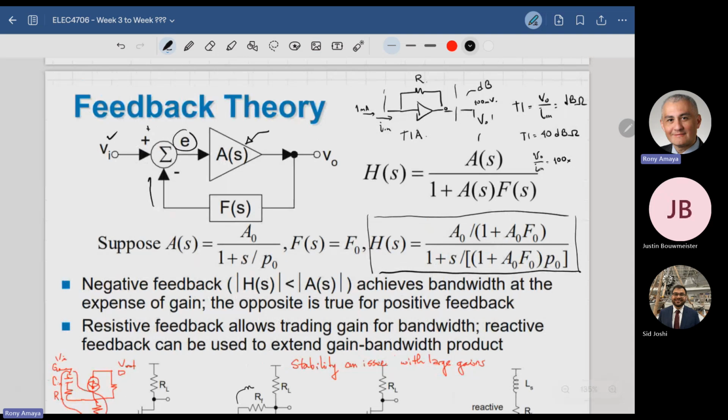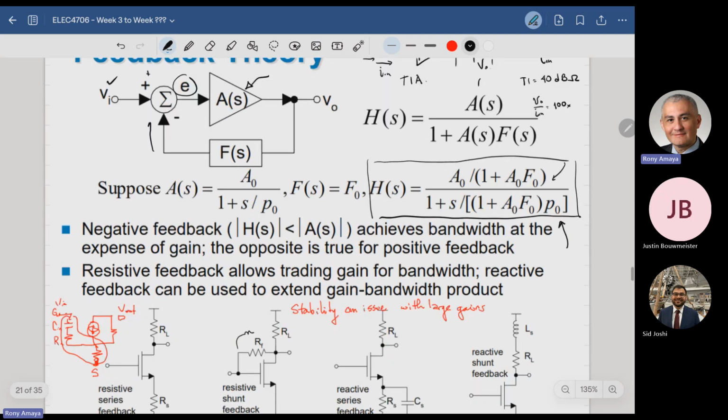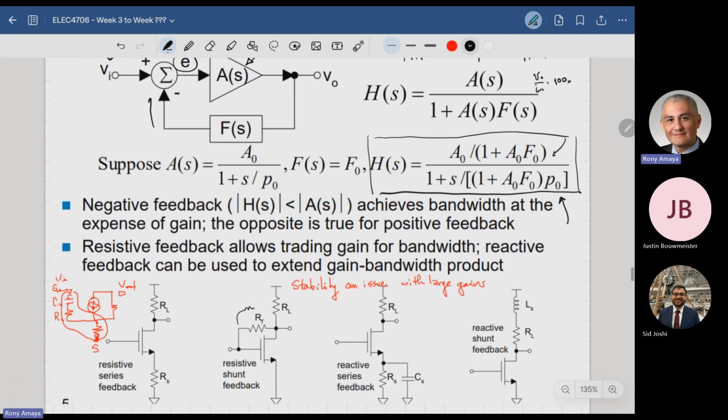If you rewrite that into the H(s) equation, you'll see that you have actually improved the pole relation, which is the denominator. So this section tells me that the actual pole has been moved to the right, but at the expense of a reduction in gain. It's kind of the gain bandwidth product in a way, right? So negative feedback reduces the gain and increases the bandwidth. Positive feedback is the opposite. There are different ways of doing it here.